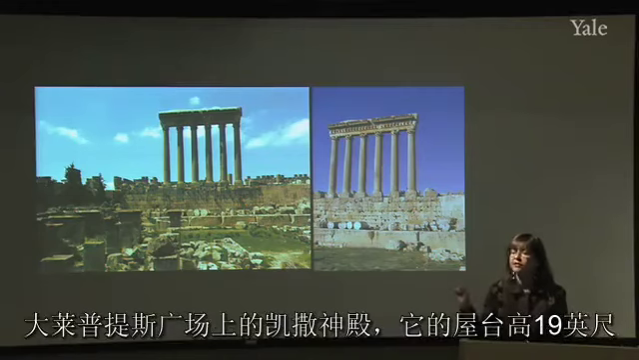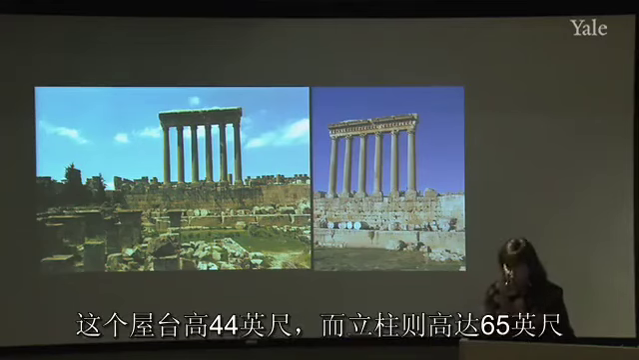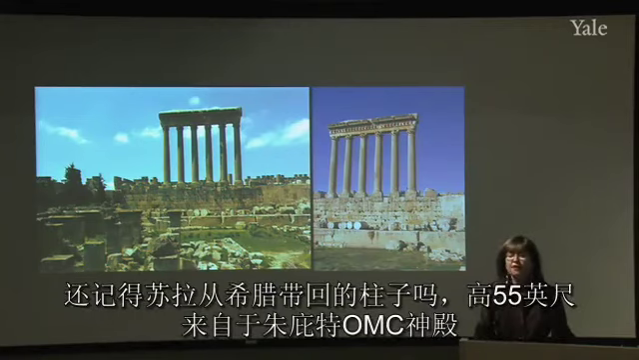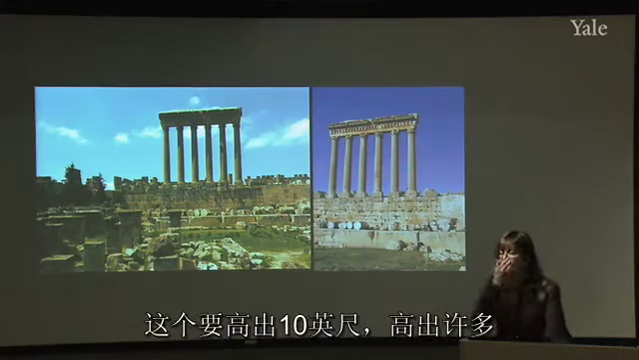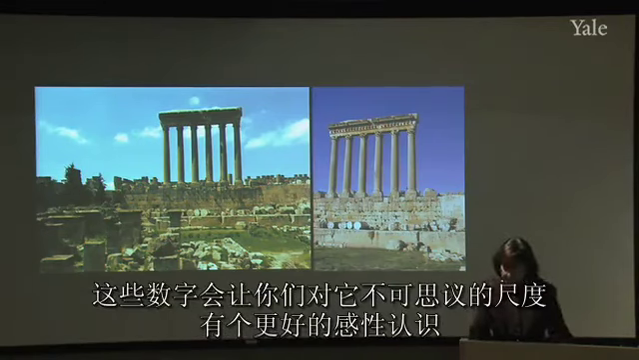The podium at the Temple of the Divi at the Forum at Leptis Magna was 19 feet tall, and we thought that was big. This is 44 feet tall, and the columns were 65 feet tall. And remember those columns that Sulla stole from Greece, 55 feet tall for the Temple of Jupiter Optimus Maximus. These are much taller than that. So it gives you some sense of the incredible scale of this structure.